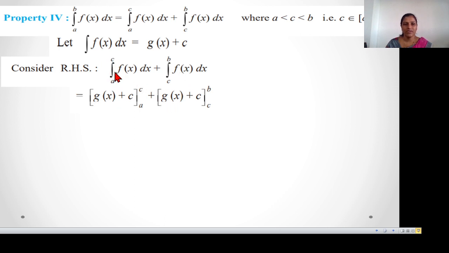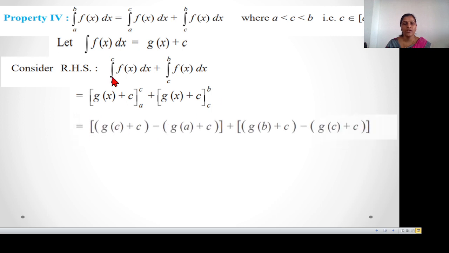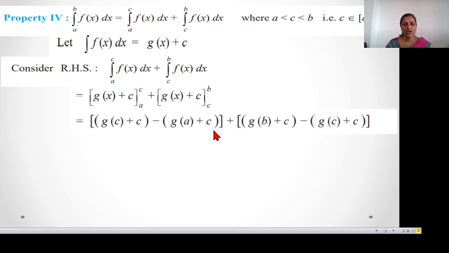So the only difference is that the limits are different. In the first value, we apply the limits a to c. In the second value, we apply the limits c to b. So these two terms are for the first term, and these two terms are for the second term. This is the upper limit value minus the lower limit value of the first bracket, and this is the upper limit value minus the lower limit value of the second bracket.